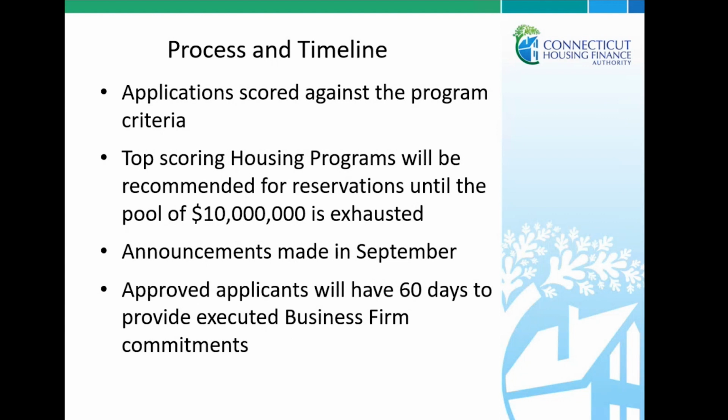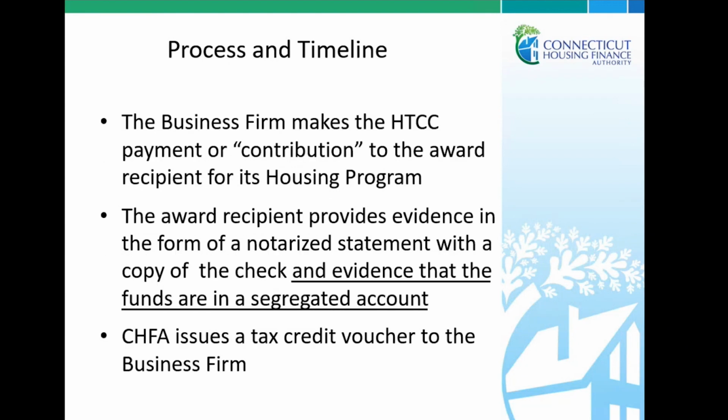Applications are scored against the program criteria. Top scoring housing programs will be recommended for reservations until the pool of $10 million is exhausted. Announcements are made in September, and approved applicants will have 60 days to provide executed business firm commitments. The business firm makes the HTCC payment or contribution to the award recipient for its housing program. The award recipient provides evidence in the form of a notarized statement with a copy of the check and evidence that the funds are in a segregated account.